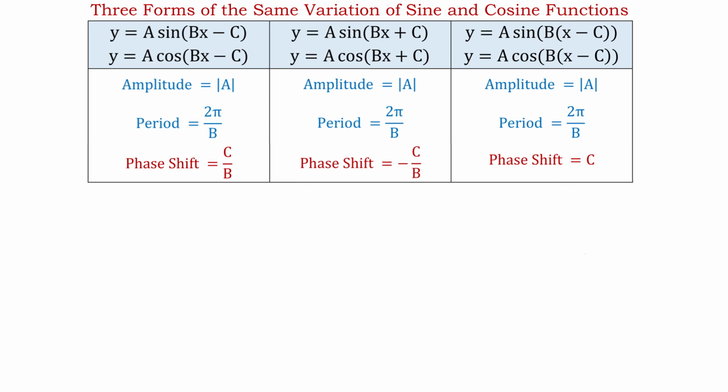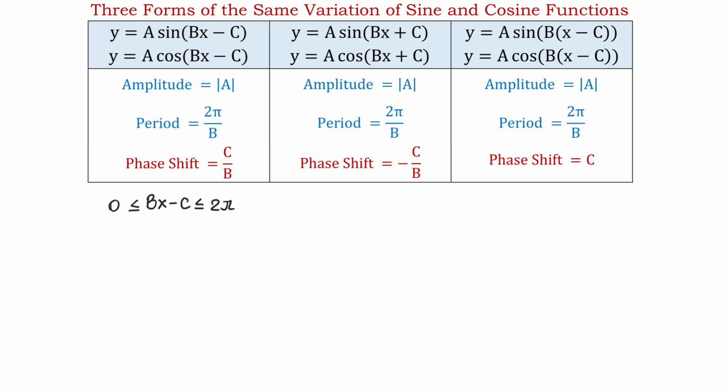In each of these forms, to find the values of x for which the function completes one full cycle, we need to take the expression under the sine or cosine and set it between 0 and 2 pi. In the first column, the expression under the sine or cosine is bx minus c. So we will take this expression, bx minus c, and we will write an inequality setting bx minus c between 0 and 2 pi. And 2 pi is the period of the basic sine and cosine functions.